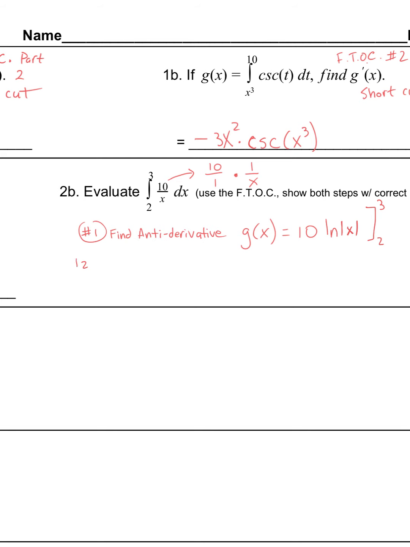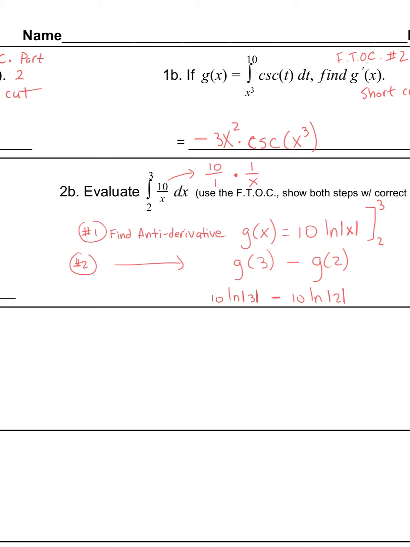The second step of the fundamental theorem of calculus, to solve a definite integral, we plug in our upper limit 3 into our antiderivative g of 3. We plug our lower limit 2 into the antiderivative, and then we subtract. So make sure you show these values. When I plug 3 into my upper limit, I have 10 ln absolute value of 3. And then the second thing is 10 ln absolute value of 2, our lower limit.